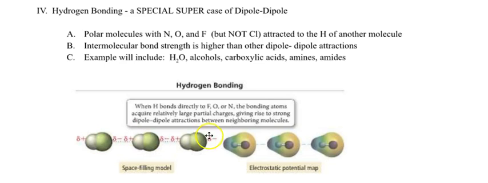So here's an example of hydrogen bonding. I guess you're using something like HF. So an H bonds directly to F or N, so there's an H and an F, all right, or an H and an O, or an H and an N. So the H has to be on one of those 3 elements. The bonding atoms acquire relatively large partial charges, giving rise to very strong dipole-dipole attractions between neighboring molecules. So it is, like I said, a super case of dipole-dipole, okay?